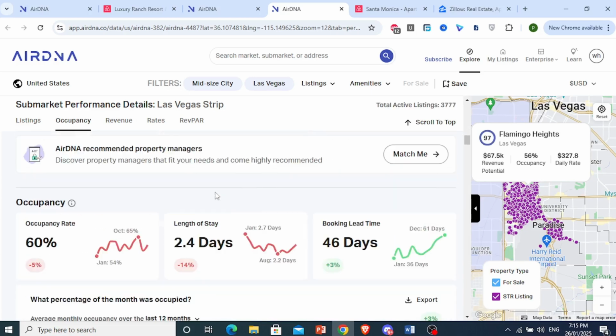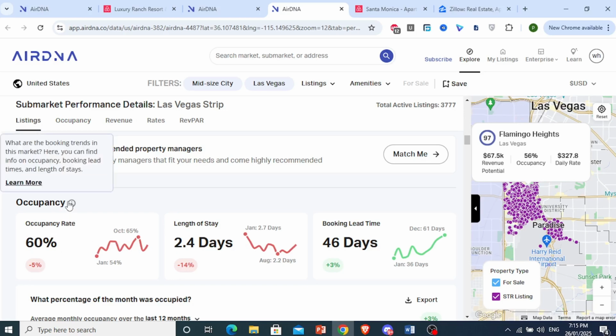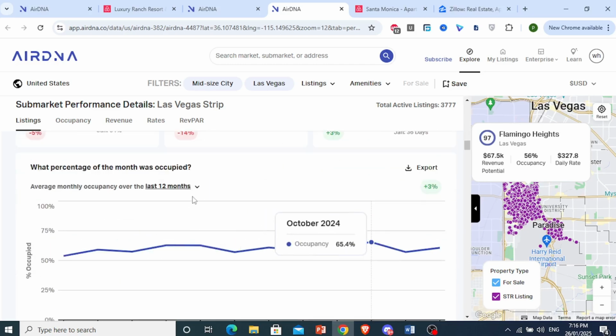And if I scroll down now, you see, of course, the average occupancy rate, the 60%, and the length of stay is basically 2.4 days. On average, people who tend to book a property stay here for about 2.5 days. And the booking lead time is 46 days, which means people tend to book 46 days in advance.